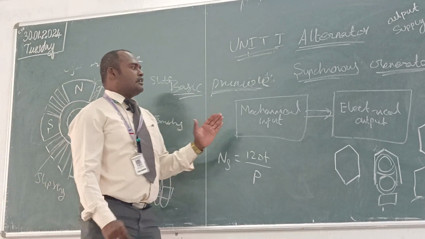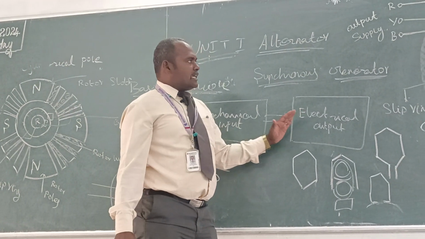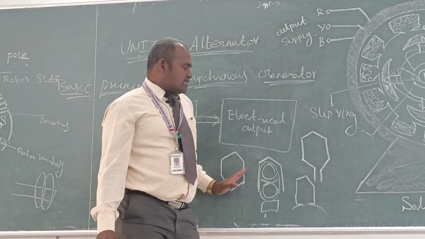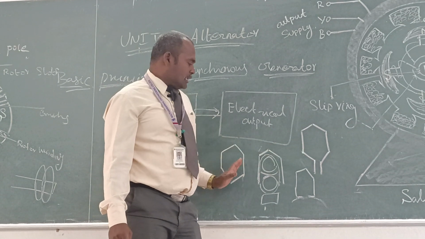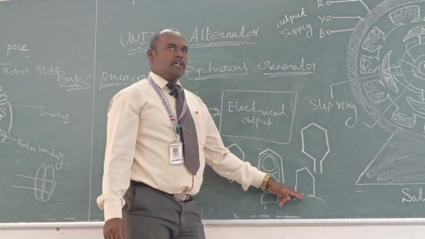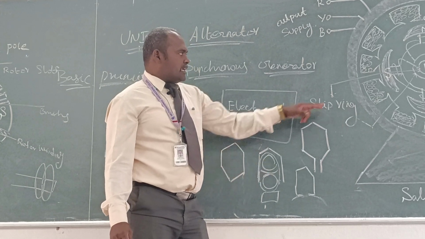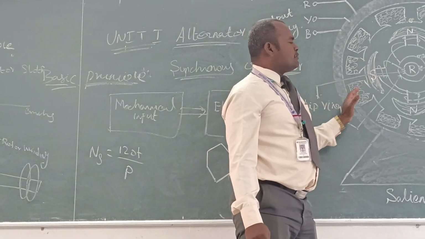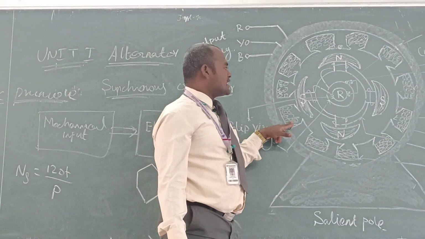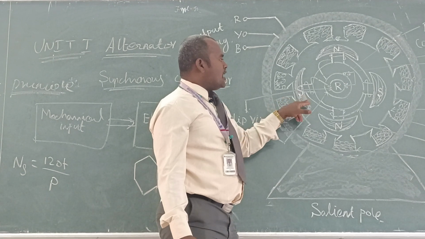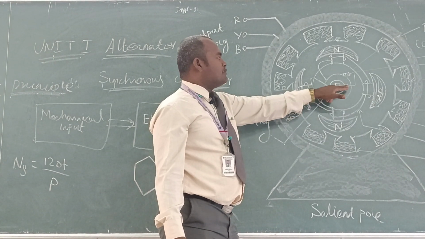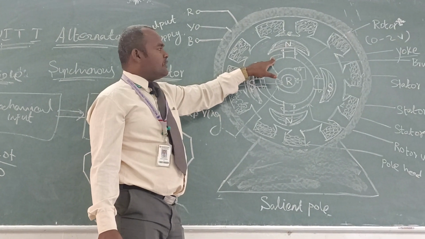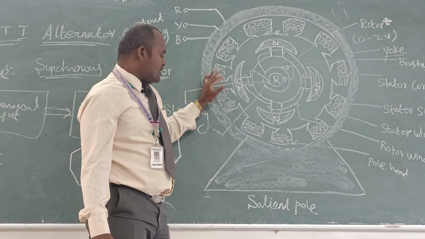The mechanical input can be converted into electrical output. The stator slots we use here are semi-closed slots. There are three different types of slots: semi-closed, fully closed, and fully opened. Among these three, we use semi-closed stator slots. You should remember all these parts: the yoke, stator slots, stator winding or stator core, and the rotor. In the rotor there is the slip ring and brush, the pole head, and the rotor winding, that is the copper winding or field winding. This is the armature winding of the stator.